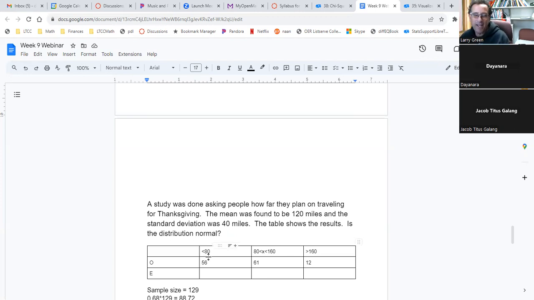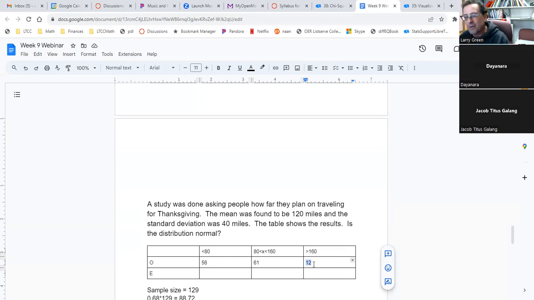So we have less than 80, between 80 and 160, and greater than 160. And the observed were 56 of those surveyed traveled less than 80 miles. 61 traveled between 80 and 160 miles. And 12 traveled more than 160 miles, or will be traveling, I guess.